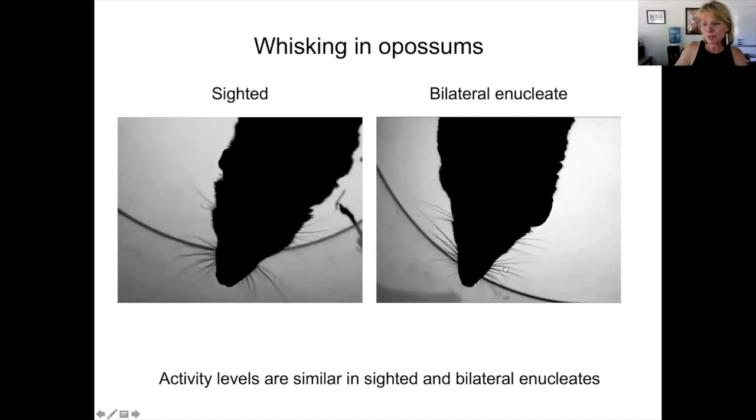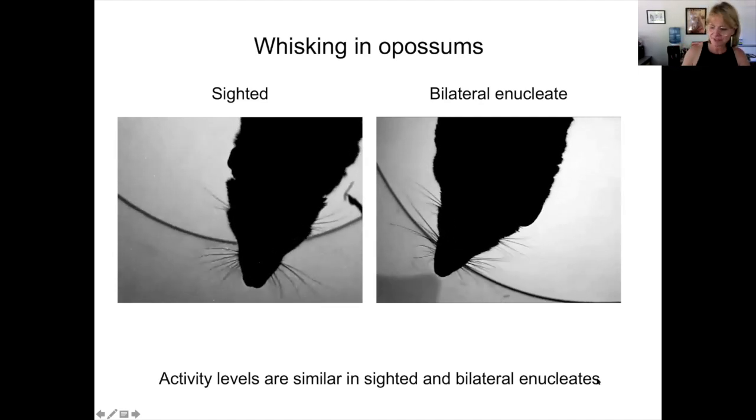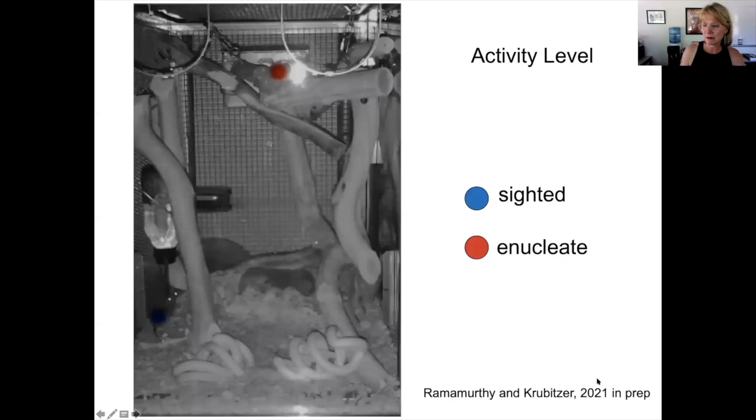But I think what's more telling is that activity levels in sighted and bilateral animals are the same. So this is a pretty cool slide. And this is kind of sped up a little bit. They're really not this fast, but they are kind of fast. And sighted animals, we put a blue circle over sighted animals and a red circle over bilateral enucleates. And this is a different set of experiments where we're trying to enhance their environment. And there's all kinds of trees and things to climb on, and we change them out every 3 days so that when they navigate this space.